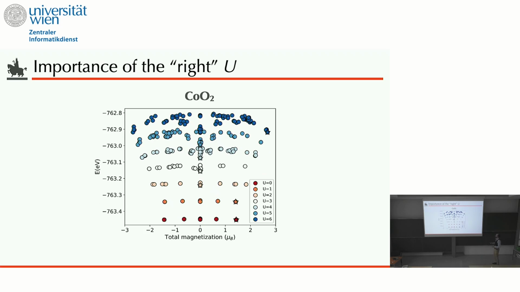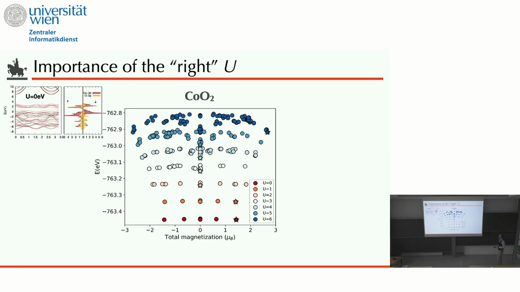Now, the problem is which value of U to use. This is an example of cobalt oxide. As you can see, if you go from U equal to 0, where you have just a few possible states, and you increase the U, not only do you see the emergence of additional local minima, but you see that the ground state changes in nature. It goes from ferromagnet to antiferromagnet, and then again ferromagnet.